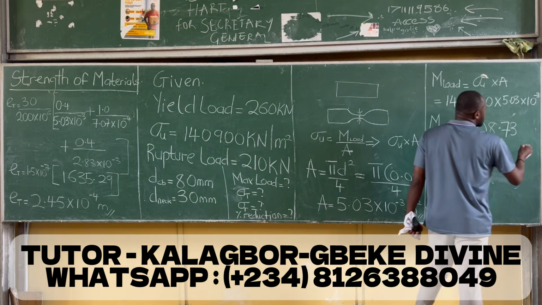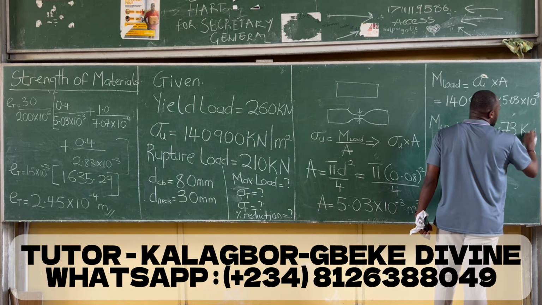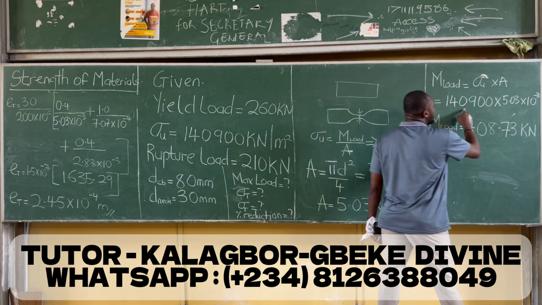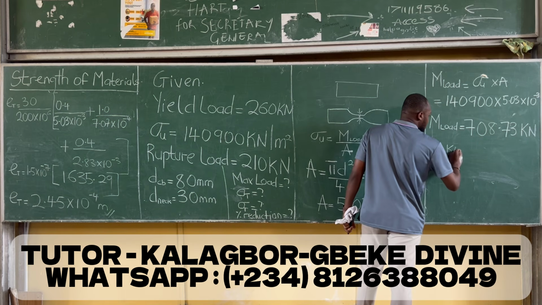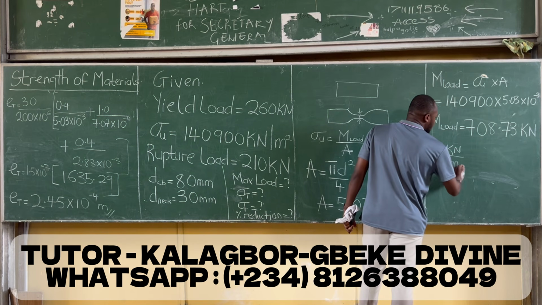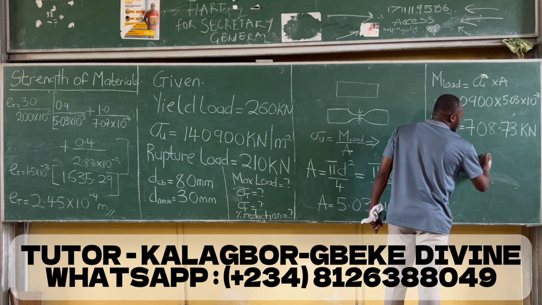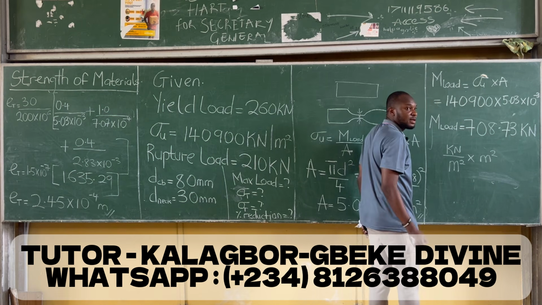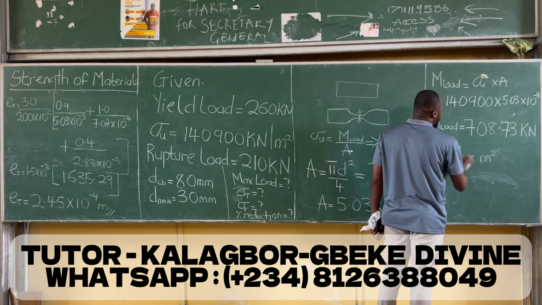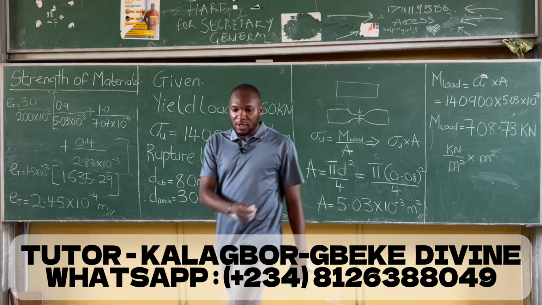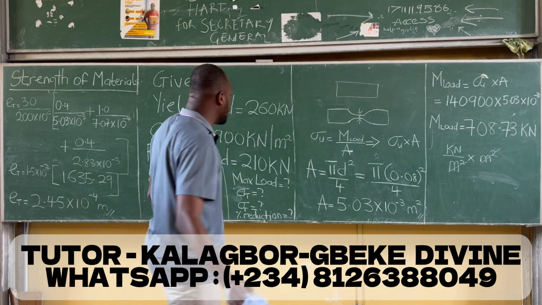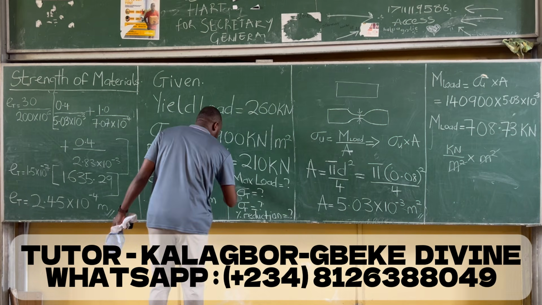So it will be in what? Kilonewton. Do you know why it's in kilonewton? Because this one now is in kilonewton per what? Meter square. And area is in what? Meter square, right? So this will cancel this. And our final answer for the load will be in what? Kilonewton. So let's proceed. Now we are done with this, right?